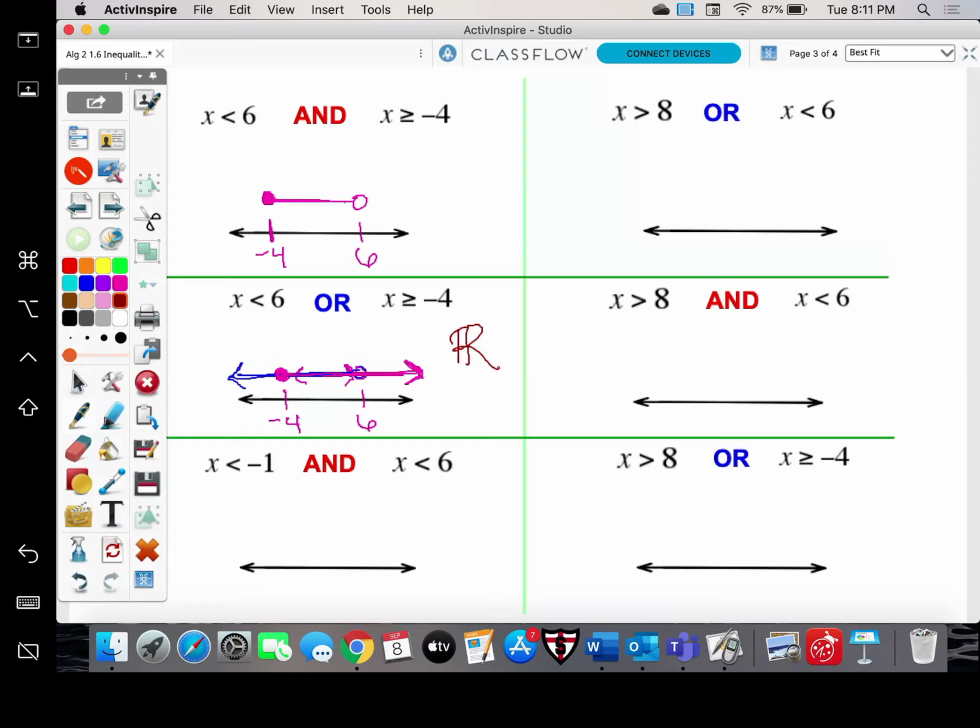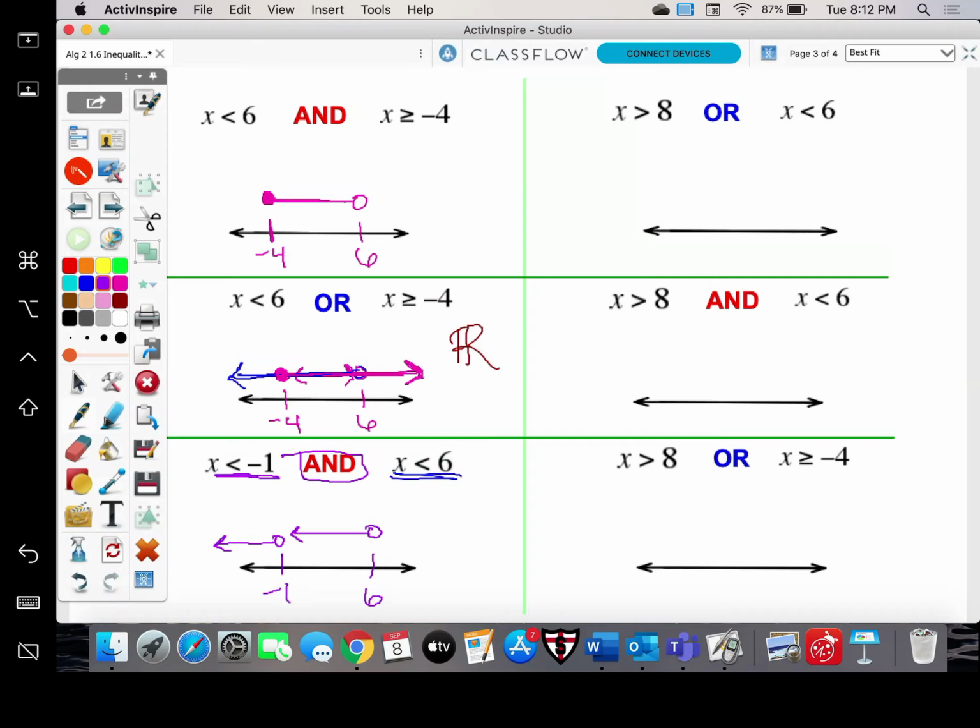All right. How about the one on the bottom? x is less than -1 and x is less than 6. So let's put our -1 and our 6 on our number line. x less than -1 is an open circle to the left. And x less than 6, that is an open circle to the left. Now, part of these are going to overlap. As soon as we hit -1, that is for both graphs.